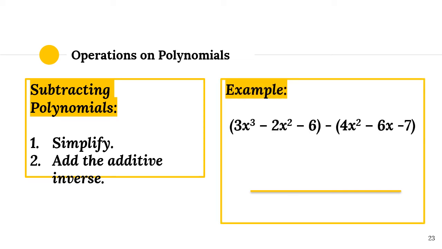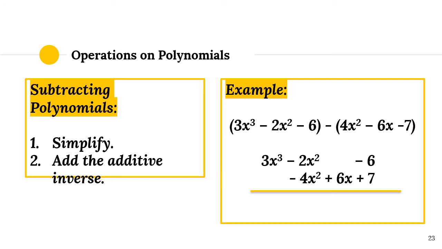Example, we have 3x cubed minus 2x squared minus 6 minus 4x squared minus 6x minus 7. So write them down first. Write the second one, aligning the like terms, and then use the additive inverse. I've already used the additive inverse, meaning since it's subtraction, all of the signs in the second one will be inverted. So 4x squared becomes negative 4x squared. Negative 6x becomes positive 6x. And negative 7 becomes positive 7.